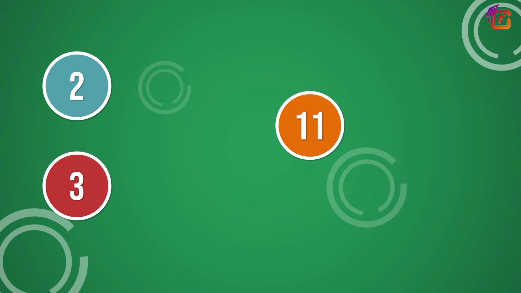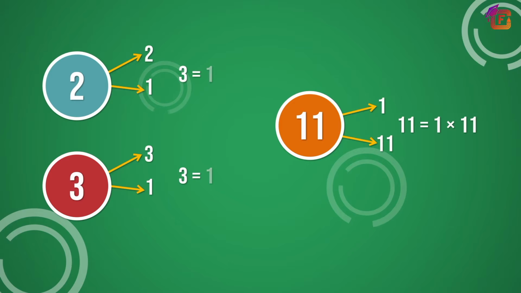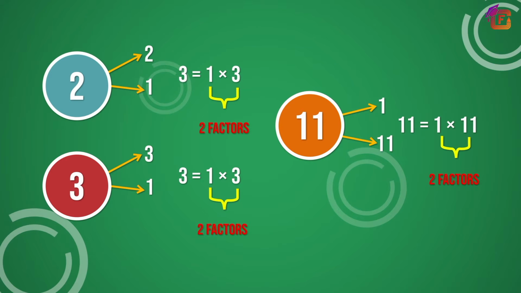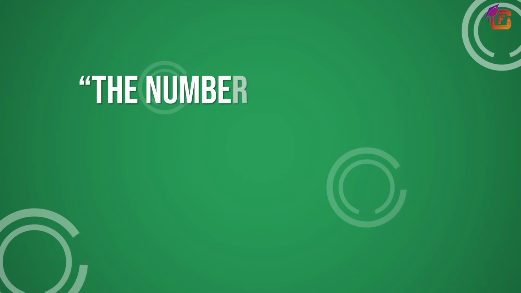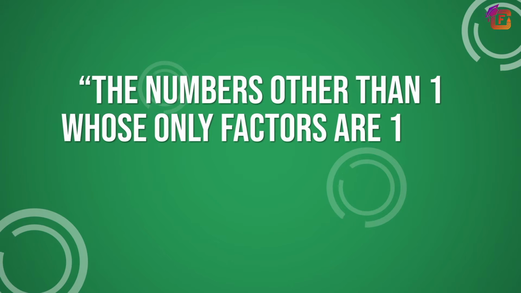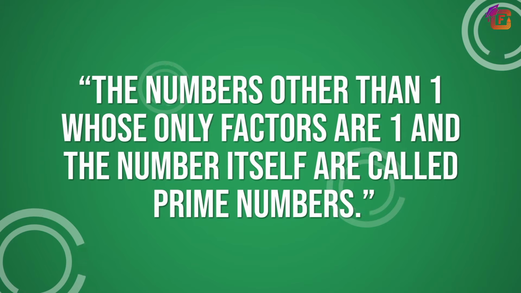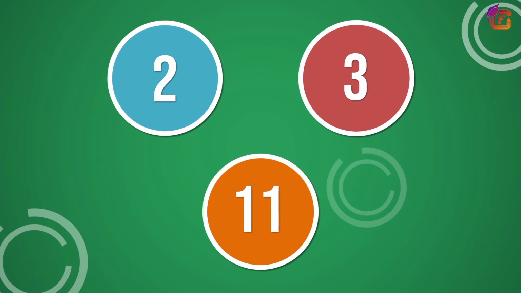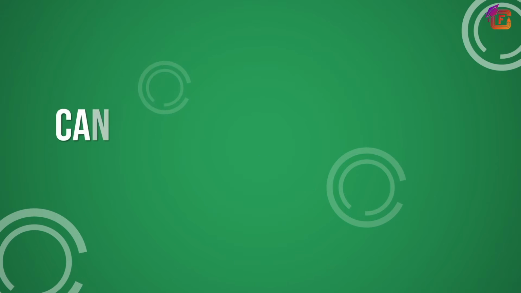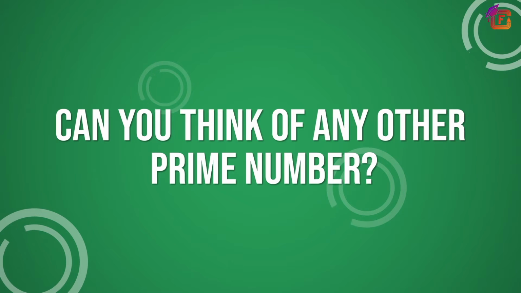Here, can you observe that 2, 3 and 11 have only 2 factors which are 1 and the number itself? Such numbers, other than 1, whose only factors are 1 and the number itself are called prime numbers. So, 2, 3 and 11 are prime numbers. Can you think of any other prime number?